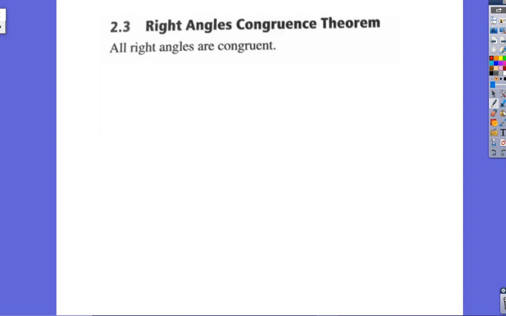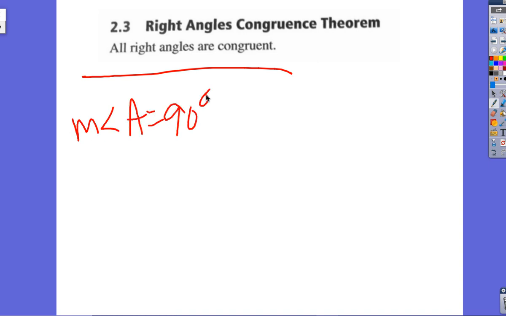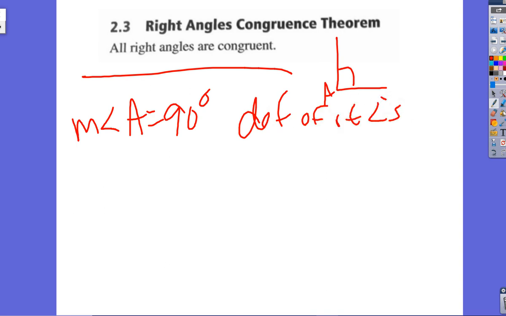The next I want to talk about is the right angles congruency theorem. The right angles congruency theorem obviously states that all right angles are congruent. But we have to be careful here, okay? When I say that the measure of angle A equals 90 degrees, let's say for instance, I have this right here and there's angle A. The fact that it equals 90 is the definition of right angles.